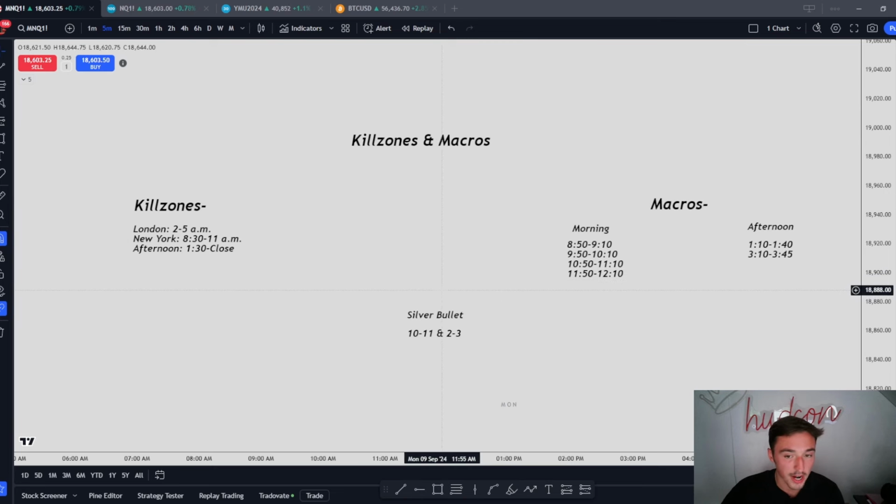So these macros I use as confluence into my trade. So if I'm trading and it's 9:45 and I see something that I like, I'll take a look down here at the clock and say, okay, well, 5 minutes from a macro, this macro should give us speed and volatility towards the draw on liquidity, right?